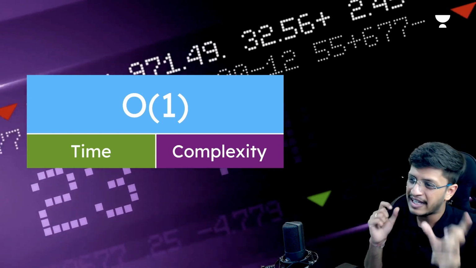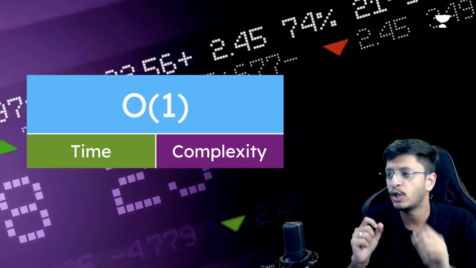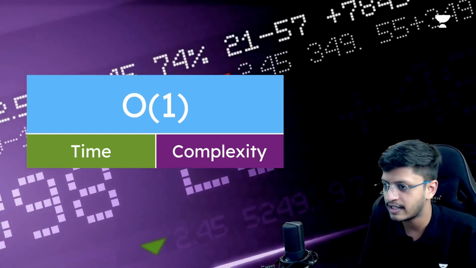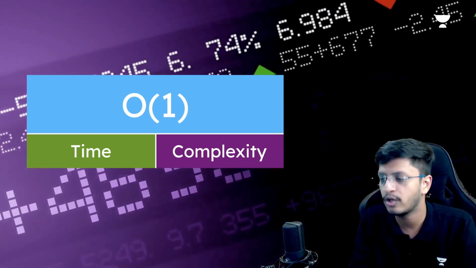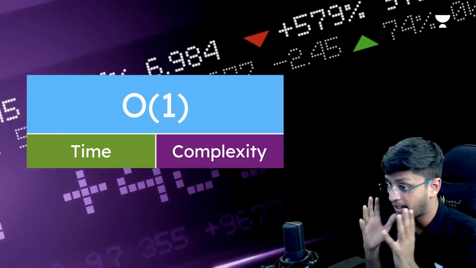See, calculating hash is a constant time operation, and looking up at the lookup table is also constant time. That's why the time complexity after hashing becomes constant, or big O of 1. Very important algorithm, okay? Very important concept.